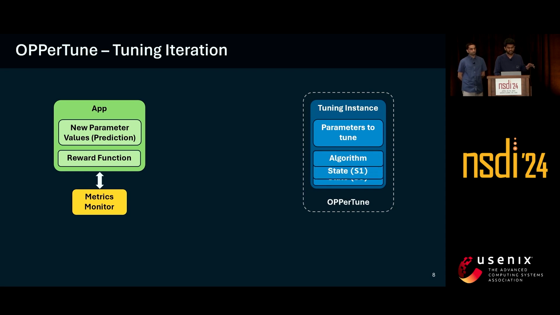The algorithm uses this reward to update its internal state. The entire process that I went through now is called a single tuning iteration. The application will go through several such iterations to optimize its performance.